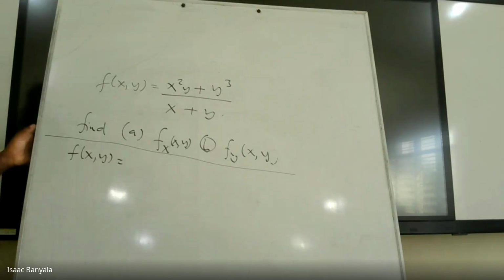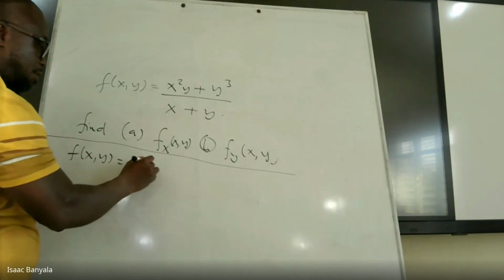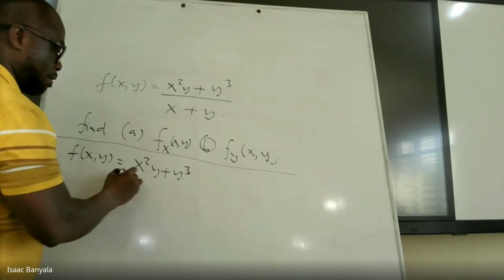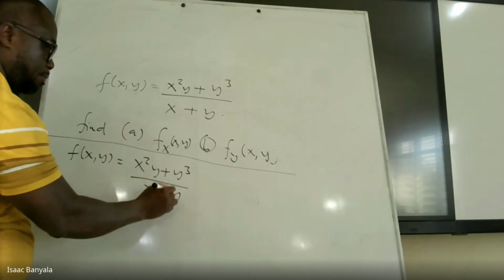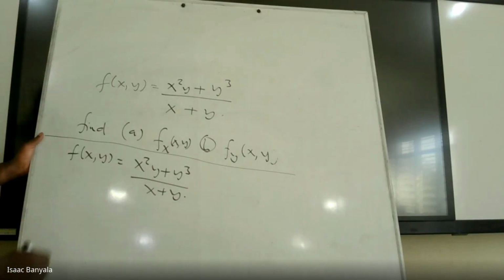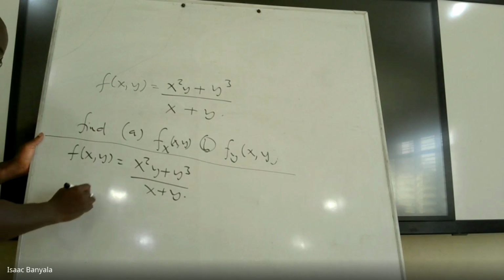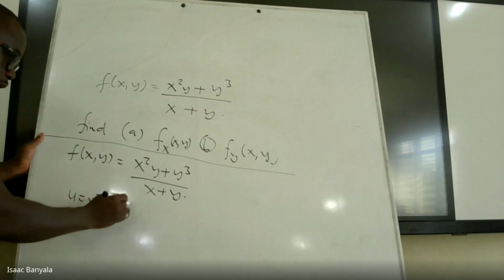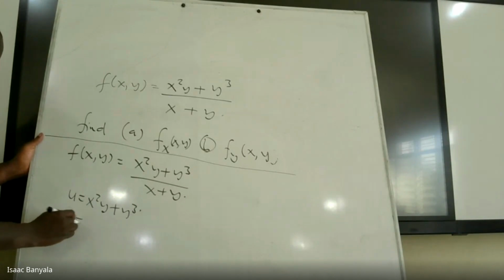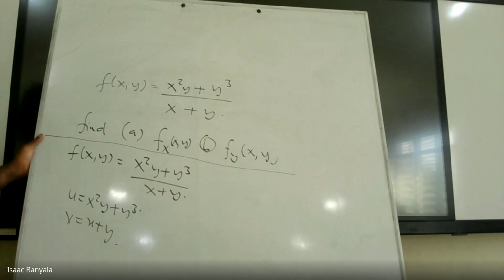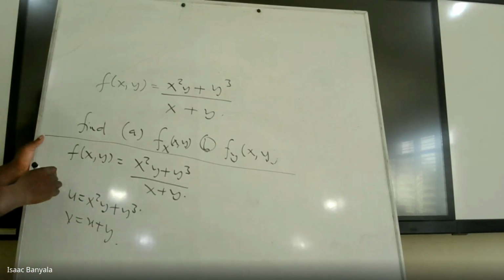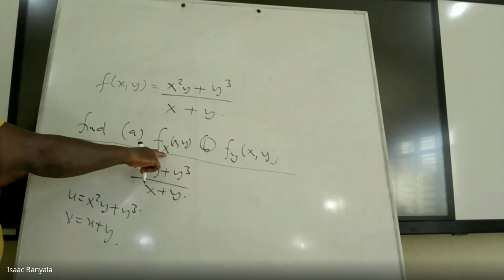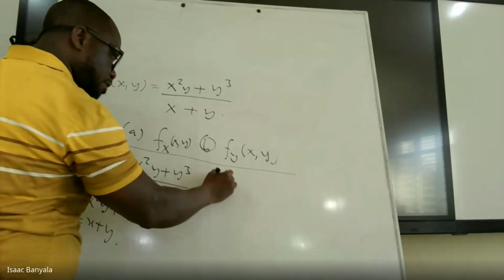Be careful. We have this one is equal to x squared y, and this one all on x plus y. So you take your u to be x squared y plus y cubed, and v to be x plus y. Then you have to find this one. You are differentiating with respect to x. This time you are finding du dx.